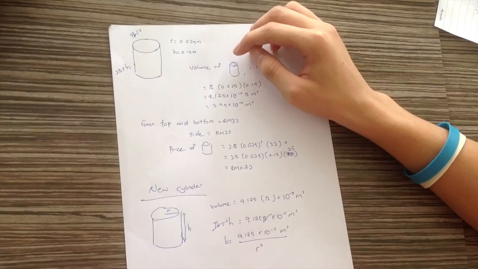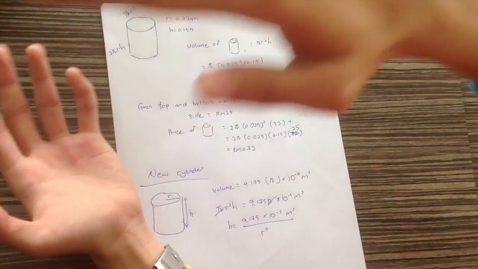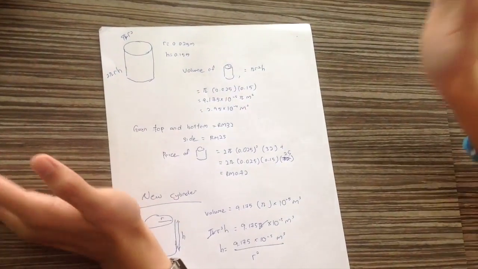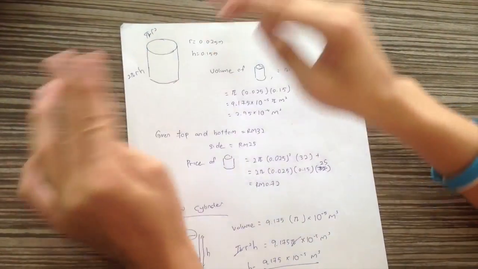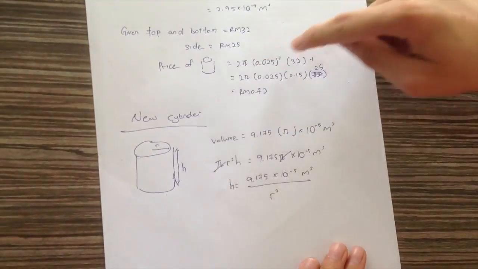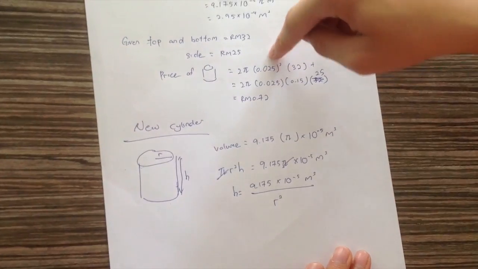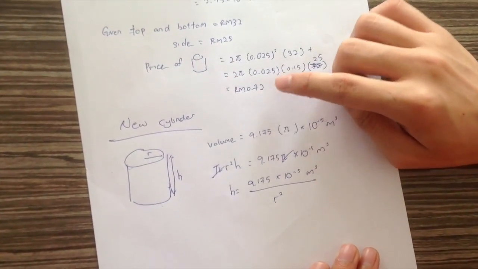Like what my friend did just now, we open it, so it becomes 2 circles, top and bottom, and a rectangular side. To find the area of the circle, we use pi r squared. To find the rectangle, 2 pi r times h. So we substitute the values. The price of the cylinder we get is 0.72 cents.